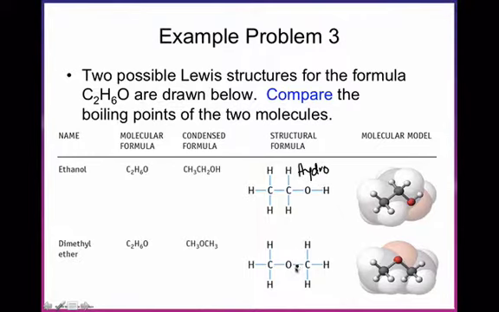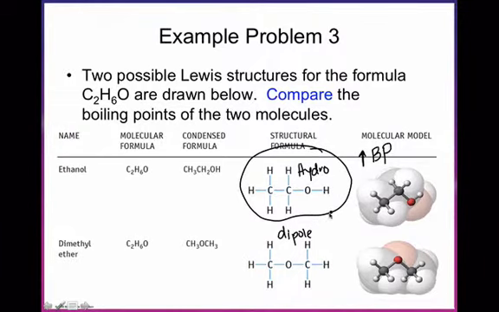If I look at this one down here, I have a polar molecule still, because this will cause it to be polar, but that oxygen is not attached to a hydrogen. So this is just dipole-dipole, which means I would expect that this substance, ethanol, should have the higher boiling point because it has the stronger intermolecular forces.